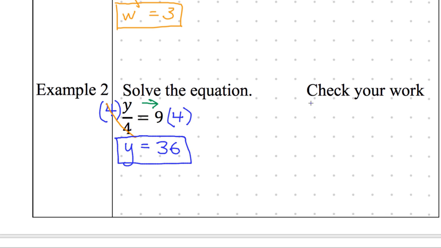So you do 9 times 4, just like this, 9 times 4. Then equals 36. I'm confused on what you're trying to do. 9 times 4 is 36, but how does that check the work? Somehow I have to use y equals 36. Yeah, go for it again.